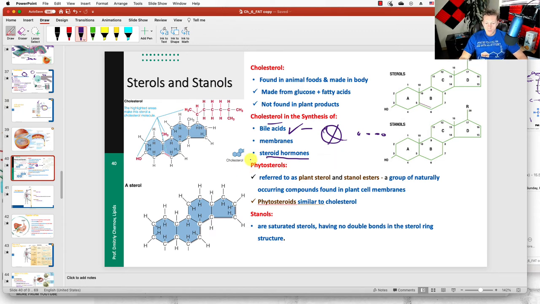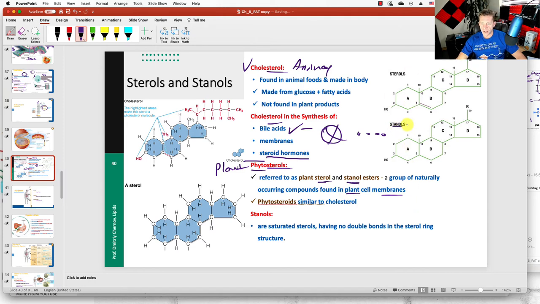So now, let's look at the phytosterol. You see the sterol and the sterol. So there's cholesterol, which is animal, and there's phyto, plant. Remember, plants are phytosterols. The phytosterol is referred to as plant sterol and stanol esters. Sterol and stanol. But if you just say sterol, I might think you're talking about cholesterol. But you have to say plant sterol, or stanol, then I know that it's plant. A group of naturally occurring compounds found in plant cell membranes.